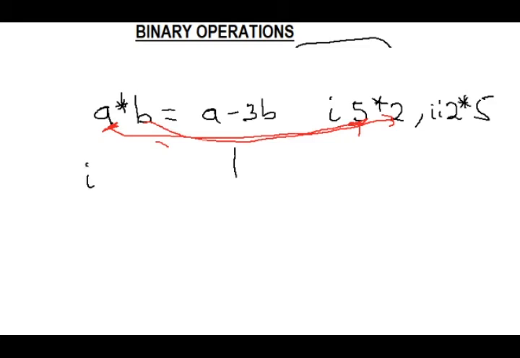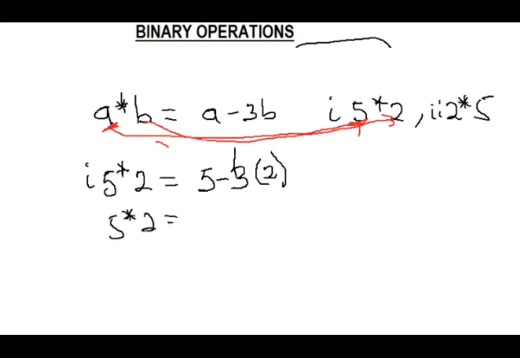So for I, we have 5 star 2. The first letter is A, and we want A here, so it will be 5 minus 3, then the B is 2, so we have 2 here. Then 5 star 2 is equal to 5 minus 6, so our 5 star 2 will be equal to minus 1. That is the answer for the I. Minus 1 is the answer.